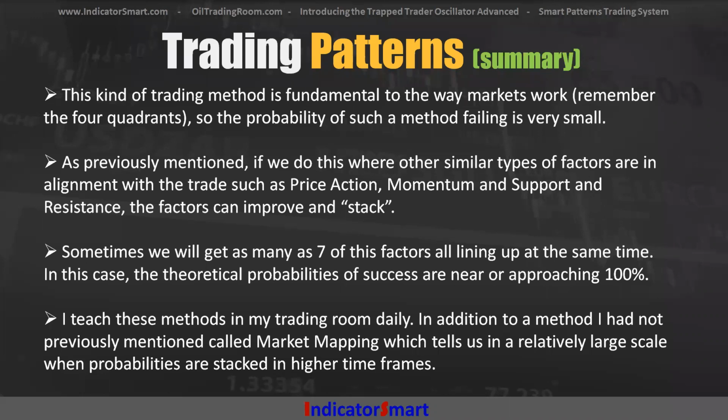As previously mentioned, if other similar types of factors are in alignment with the trade, such as price action, momentum, support, resistance, we get the stacking. Sometimes we get as many as 7 of those all lining up at the same time. You get up to 5 of these or so, you're at 100%. Does that mean you're going to get 100%? No, it doesn't. That means the theoretical probability and the historical probability is at or near approaching 100% for success, for follow through.